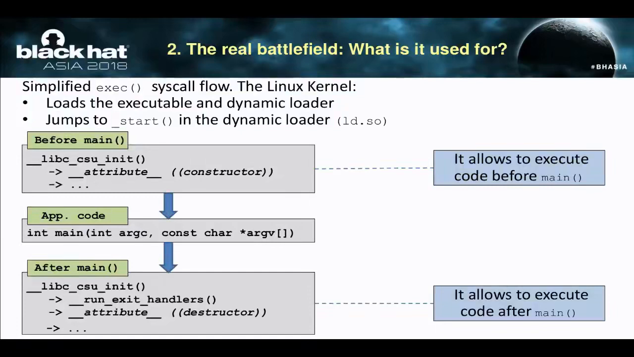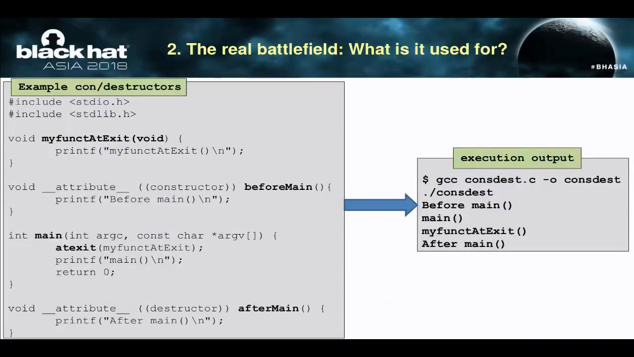It is millions of years from the very first line executed in user land. So we can use this attribute constructor in our C program, and then all these functions will be called before main. Same for destructors, finalizers, and so on. An example, very quick. We have our main function, and this main function is calling atexit, but I don't have any atexit function here. I only have the functions before main, after main, and my function at exit, only these three, but I am not calling any of these in my main program.